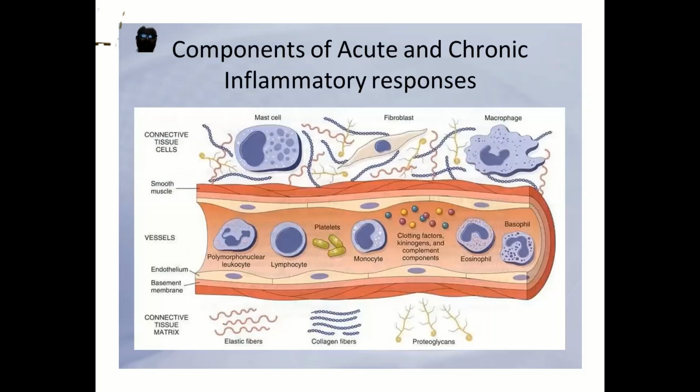So what are the components of acute and chronic inflammation? The components of acute and chronic inflammation are various types of enzymes and various types of cells. For example, you can look there, that is a capillary, which inside it has the cells we call what? Polymorphonuclear leucocytes. You have lymphocytes, you have platelet cells, you have monocytes, you have clotting factors like kininogen and complement system, which contains the classical pathway, the alternative pathway, and the receptor pathways. And also you have the eosinophils and the basophils.